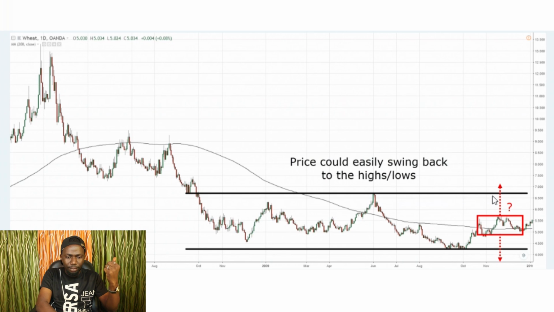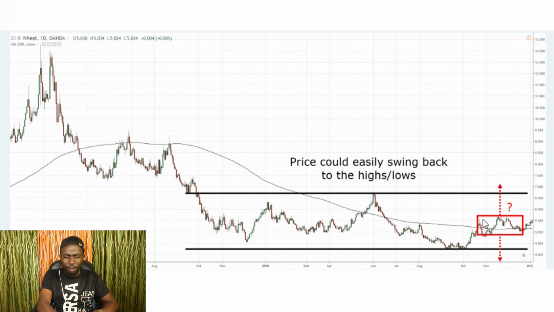This is the major support and resistance level, this is the major resistance level, and this is the major support level. So these are the levels you should be looking at, this support level and this resistance level. So ignore this small consolidation here, ignore it, right? So this is what you should be looking at. So when the price gets to this resistance level, you sell. If the price gets to this support level, you buy.